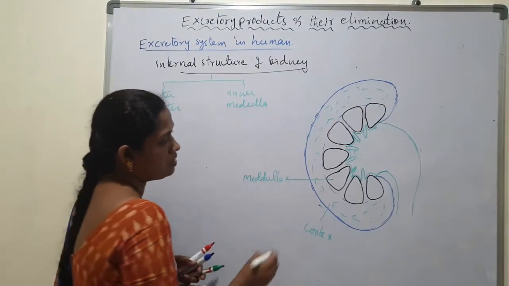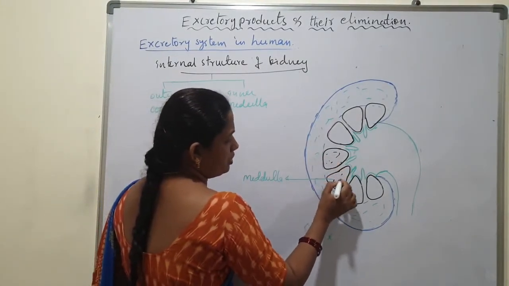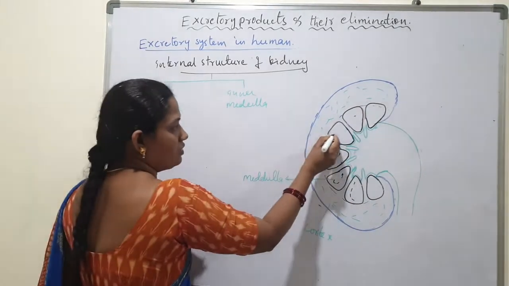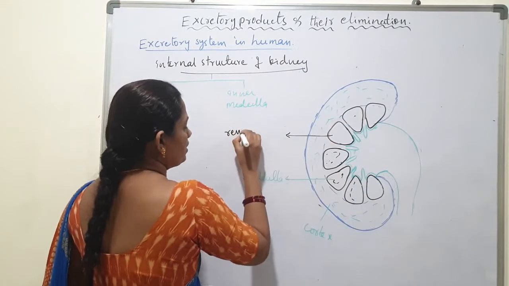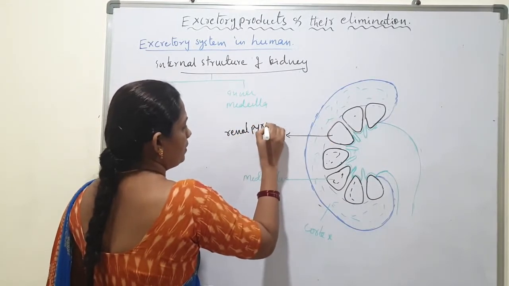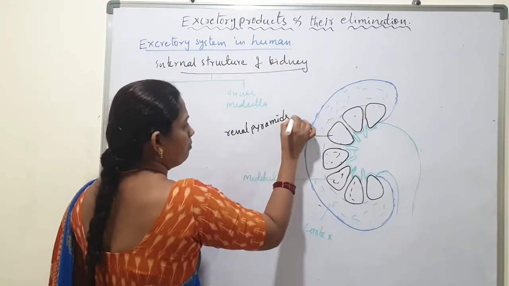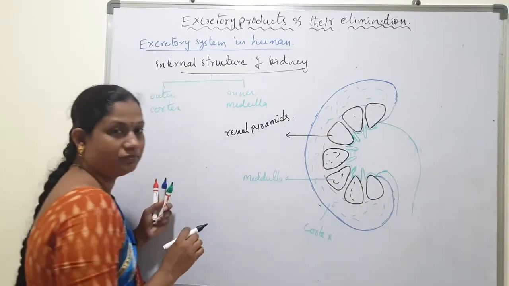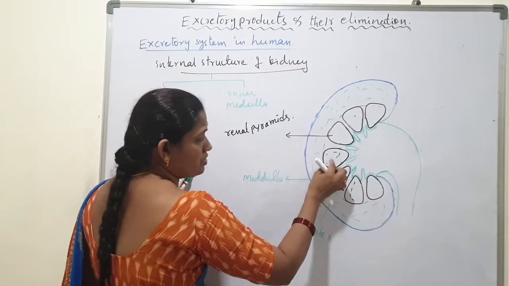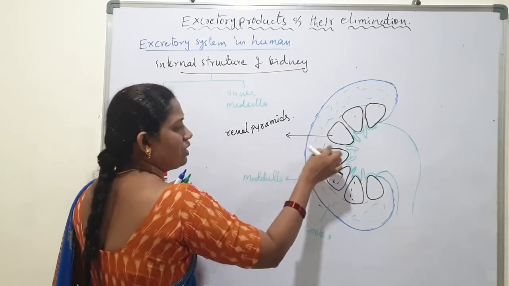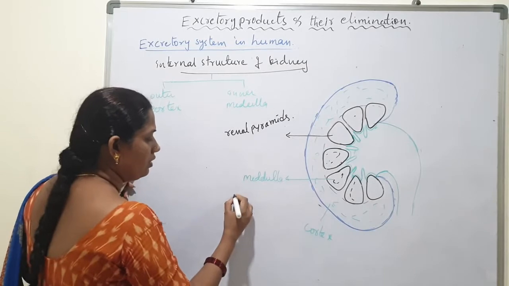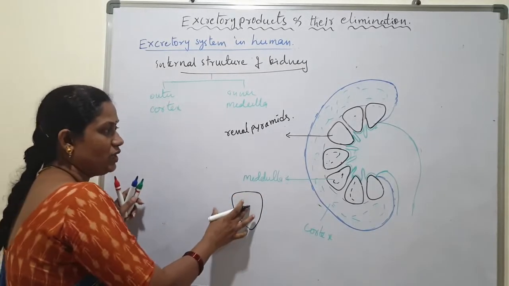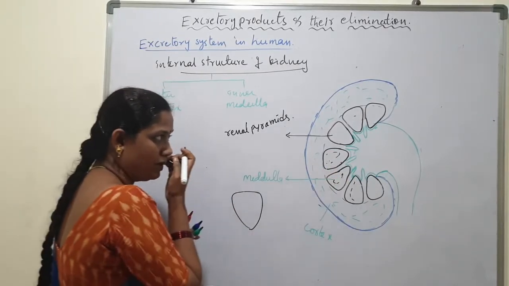The medulla region is divided into triangular shaped structures. So that's why these are called renal pyramids. They are pyramid or triangular in shape. The medulla region is divided into triangular or pyramid shapes like this.